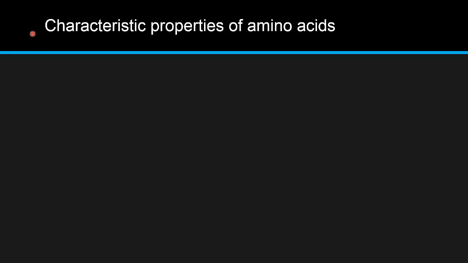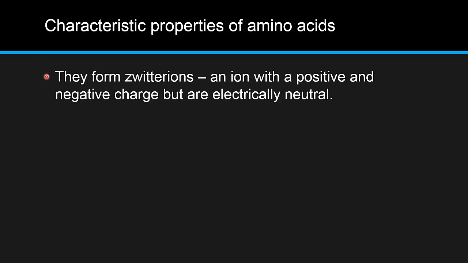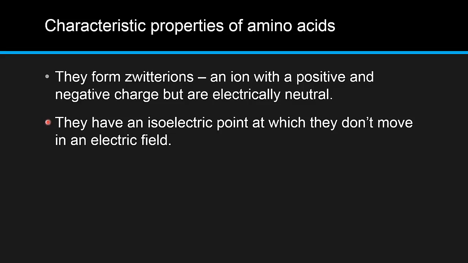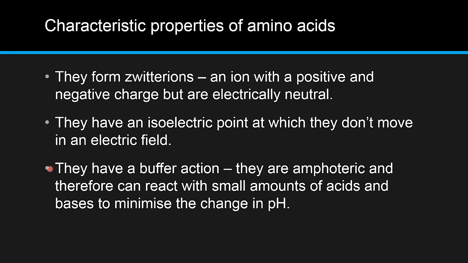Characteristic properties of amino acids. They form zwitterions, an ion with a positive and negative charge but are electrically neutral. They have an isoelectric point at which they don't move in an electric field. They have a buffer action. They are amphoteric and therefore can react with small amounts of acids and bases to minimize the change in pH.